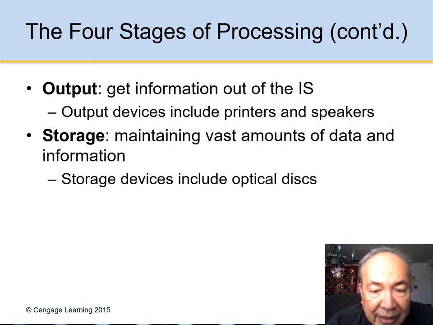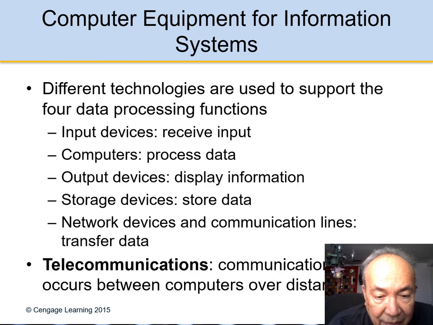And then you have output, getting information out of the information systems. It can be a printer, a speaker, even a song. You listen to a song, that is information. And then you keep it, storage, maintaining a mass amount of data and information. You can store it for thousands of years. Like a book. A book also is a system of storing information.